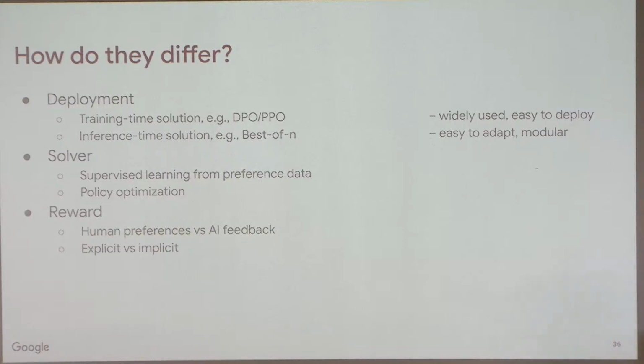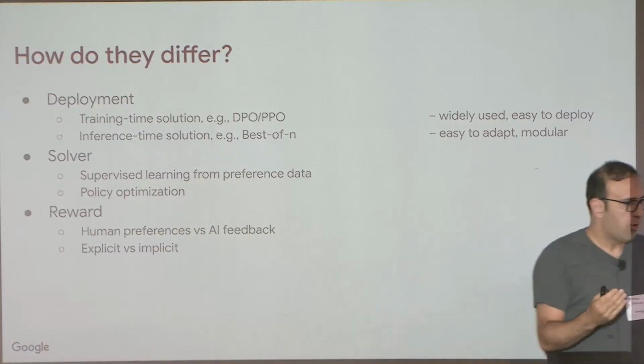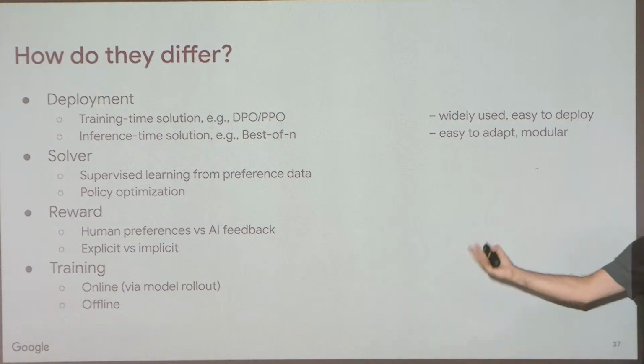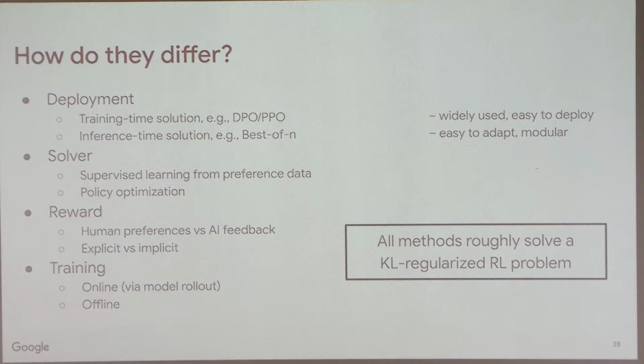In terms of reward, we talked about training a reward model, but reward could also come from AI feedback. There are a lot of papers on this versus human preferences. You can do explicit reward modeling versus implicit reward modeling through DPO. And in terms of training, they could be online RL solutions via model rollouts, or they could be offline. But one thing that's common between all of these solutions is that all of these methods roughly are solving a KL-regularized reinforcement learning problem.